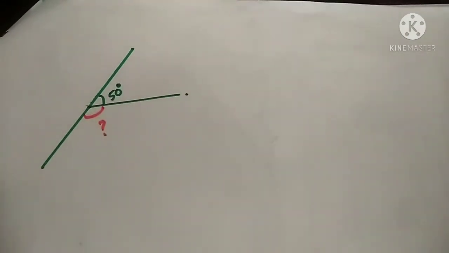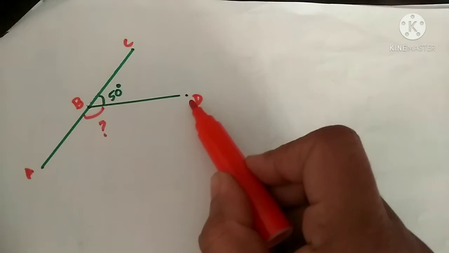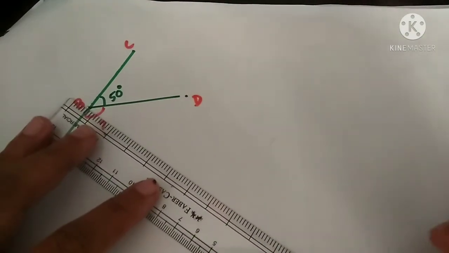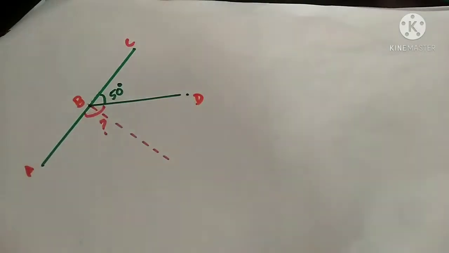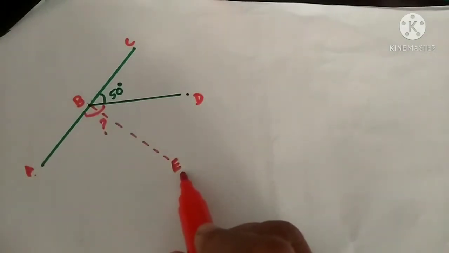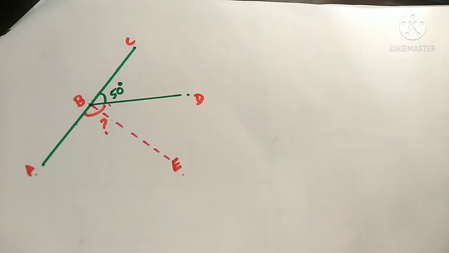See the next figure. Here we need to find how much is this angle. Before finding, we have to give the name for each angle. I name it as angle ABD and angle CBD. Now I draw a perpendicular line to the point B like this and give the name as E. So angle ABE is 90 degree and angle EBC is also 90 degree.